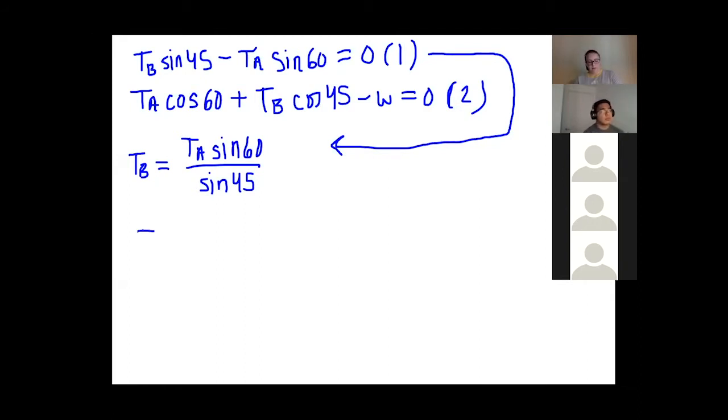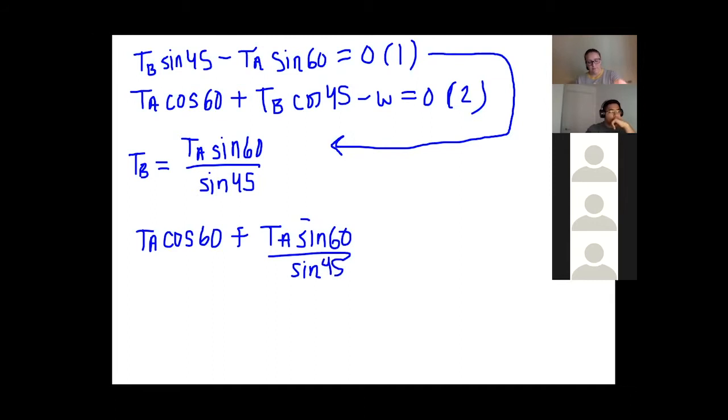So doing that, TA cosine of 60 plus TA sine of 60 over sine of 45. And then don't forget that TB is multiplied by cosine of 45, so you have to remember to include that. Minus W is equal to 0. In this case, I know W and I know what sine of 60 and cosine of 45 are, these are all values. The only thing that is unknown in this problem is TA, which means that I can rearrange and solve for TA.